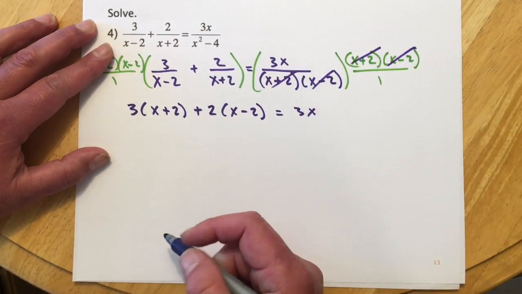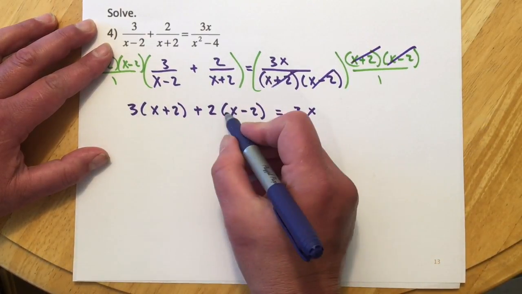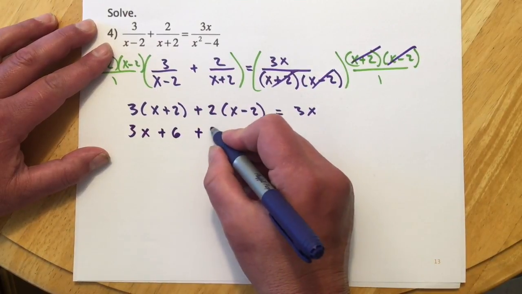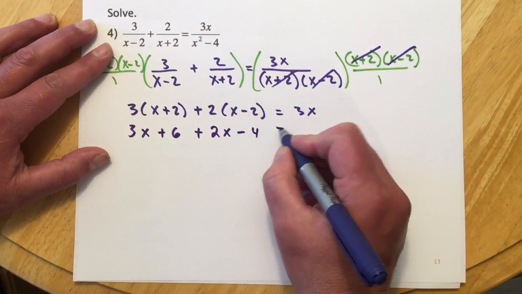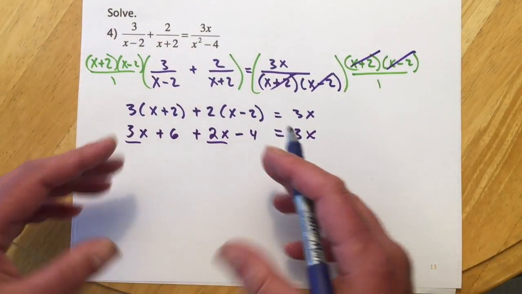It really does cancel. And now this is a pretty friendly Math 94 problem. We'll just distribute the 3 and the 2. So 3x plus 6, 2x minus 4 makes 3x. I got some like terms, so I'll put those together.